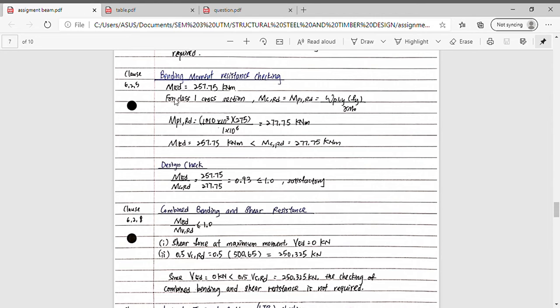The bending moment that I calculated is 257.75 kilonewton meter. For class 1, by using this formula to calculate the bending moment resistance, I substitute all the data and get 277.75 kilonewton meter. The bending moment is less than the bending moment resistance, so the design check is okay.